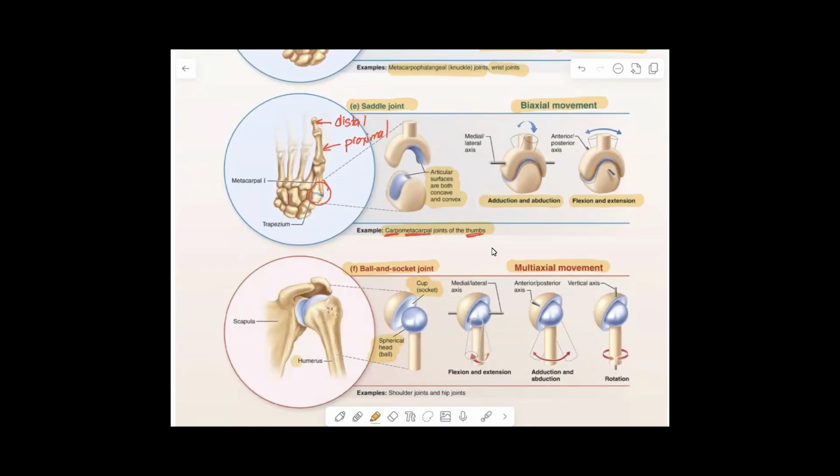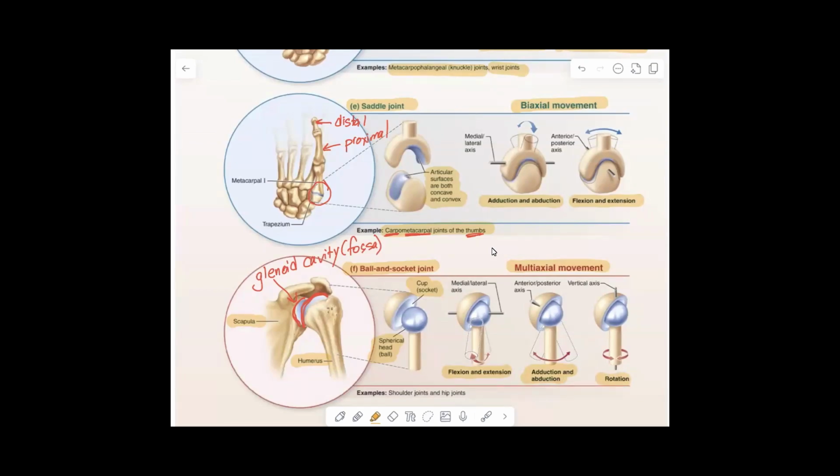So the head of the humerus, which is this rounded part right here, is going to fit into this shallow depression, which, as you know now, is called the glenoid cavity or glenoid fossa. In the hip, it's because the head of the femur fits into the acetabulum. So again, with multi-axial, it allows all movements. It allows flexion, extension, abduction, adduction, rotation, and circumduction.